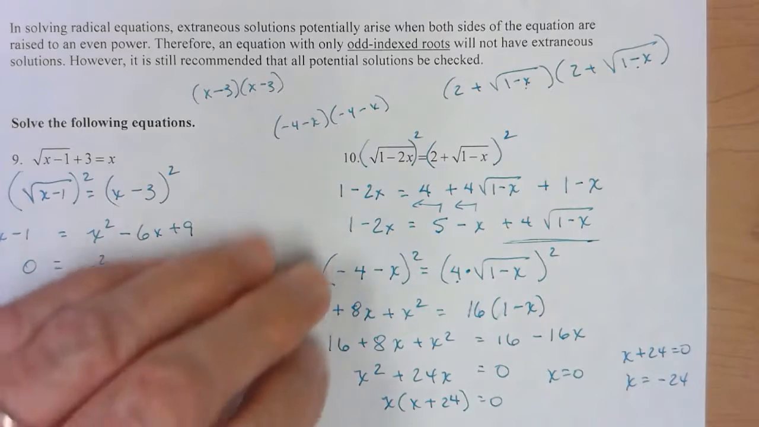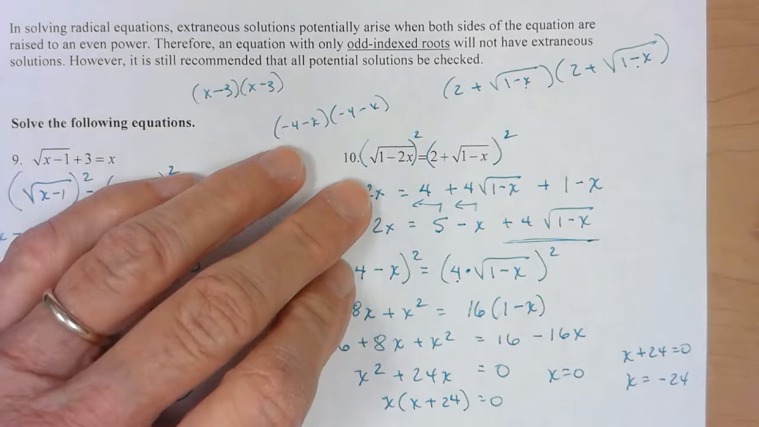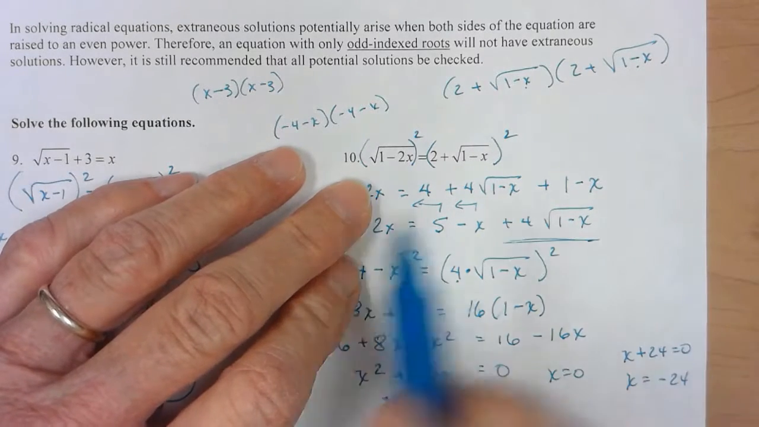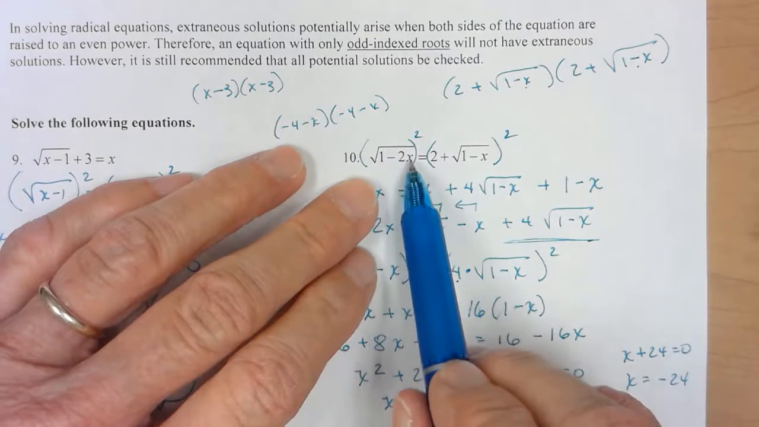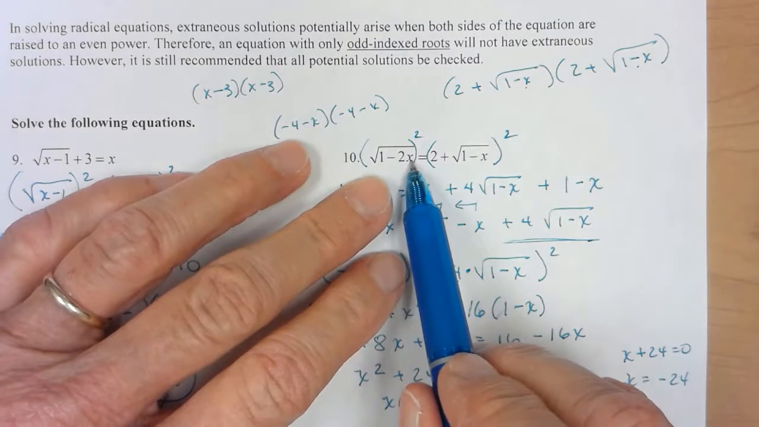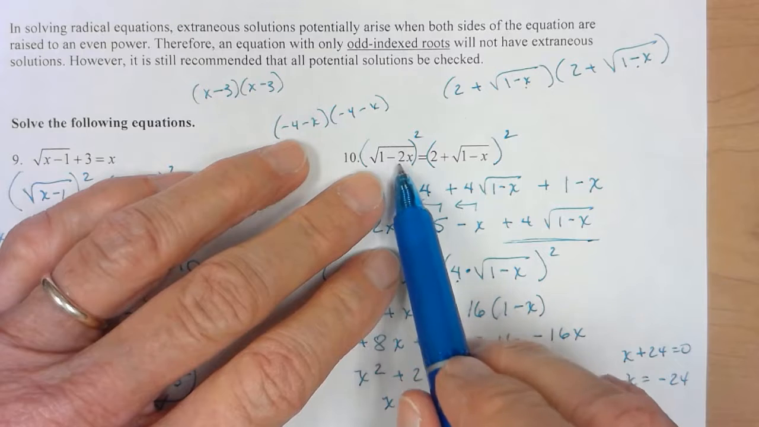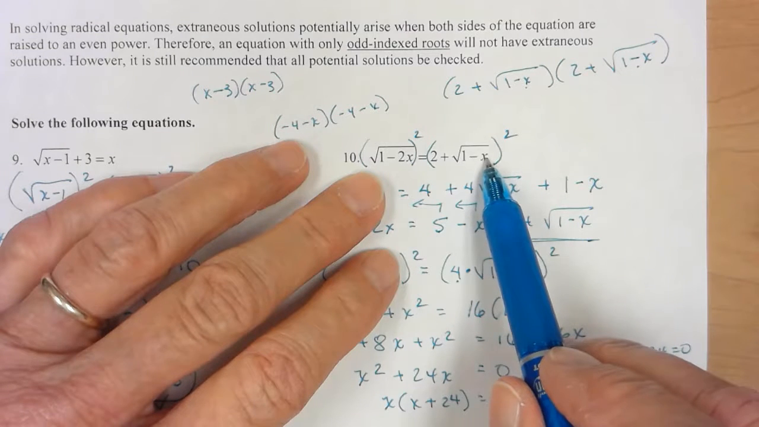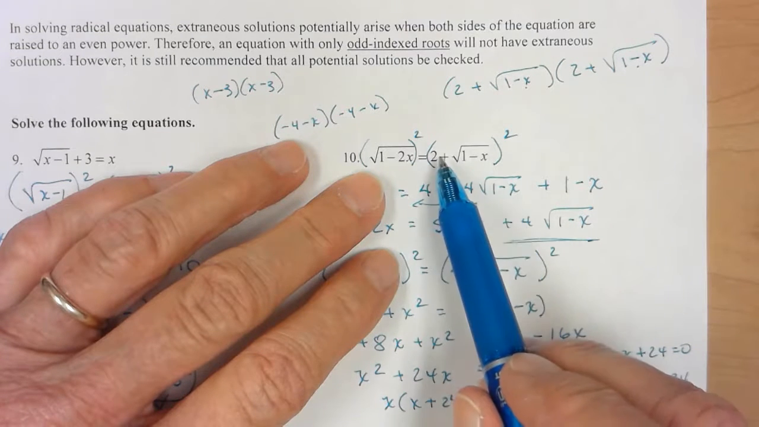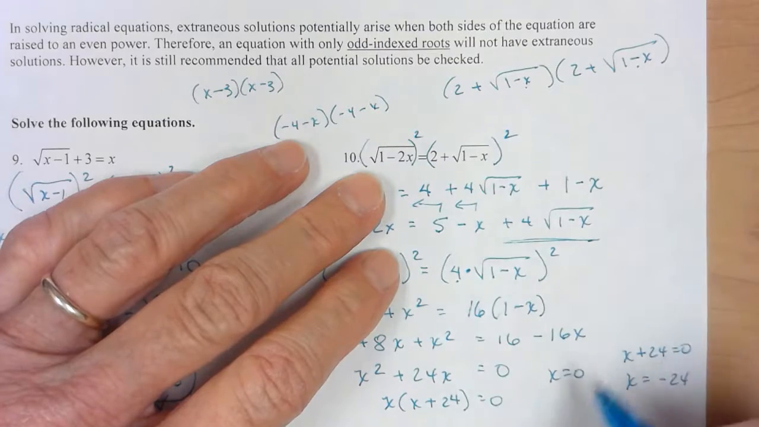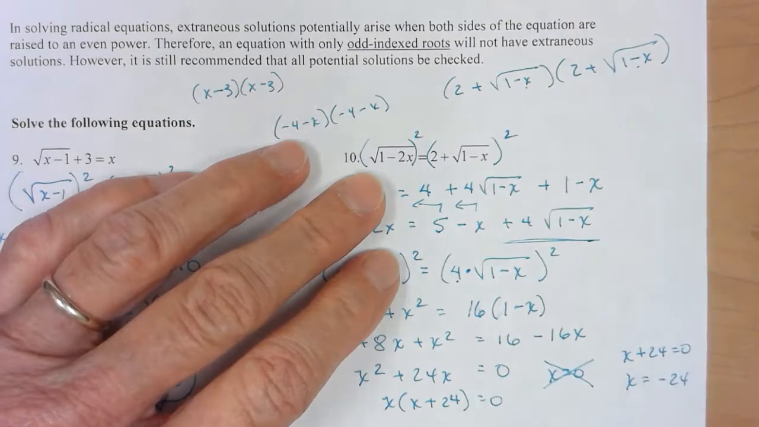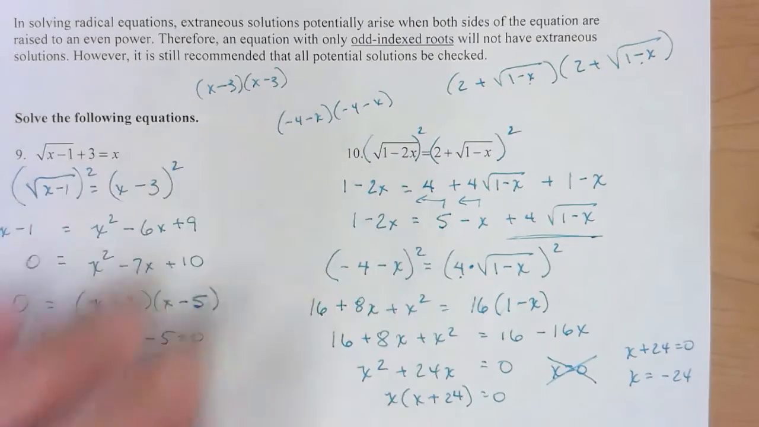Now let's see. If I put 0 in, let's see if we can do it in our head. Got to go back to the original. I'd end up with square root of 1, or 1. Put 0 here, I would have 2 plus 1, which would be 3. So that one does not work. So let's see if negative 24 does.